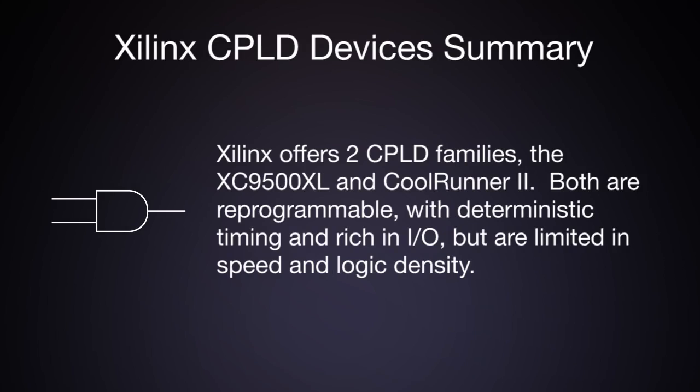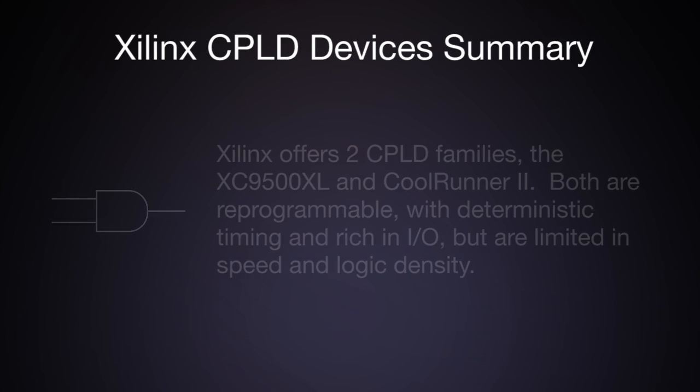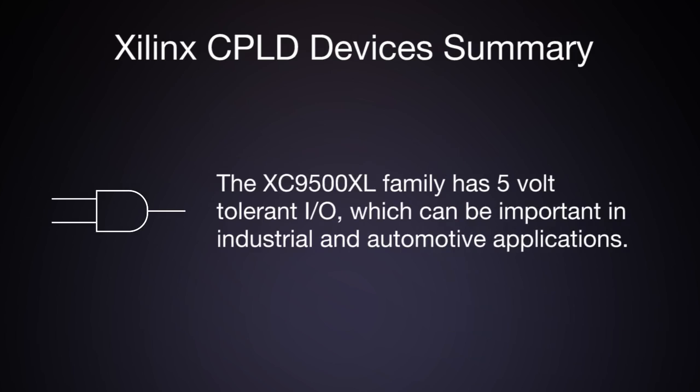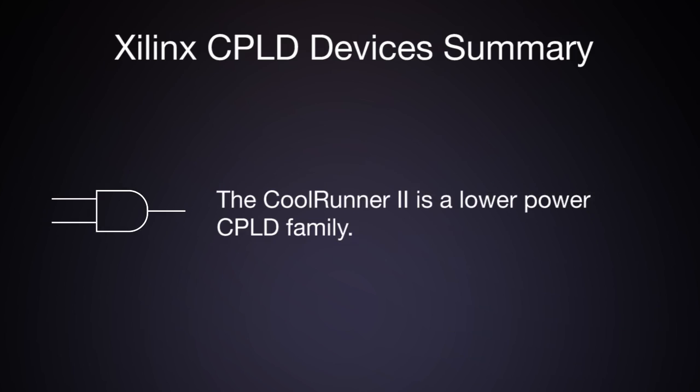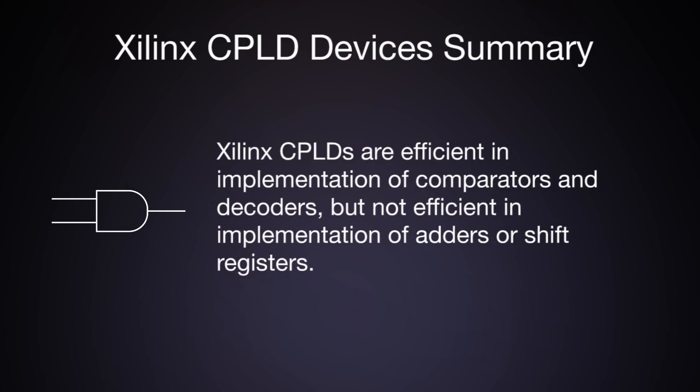In this video, we have learned Xilinx offers 2 CPLD families, the XC9500XL and the Coolrunner 2. Both are reprogrammable with deterministic timing and rich in I/O, but are limited in speed and logic density. The XC9500XL family has 5-volt tolerant I/O, which can be important in industrial and automotive applications. The Coolrunner 2 is a lower power CPLD family. Xilinx CPLDs are efficient in the implementation of comparators and decoders, but not efficient in the implementation of adders or shift registers.